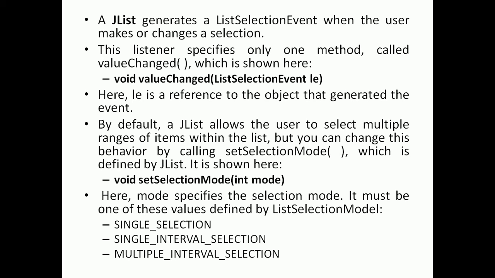By default, a JList allows the user to select multiple ranges of items within the list, but you can change this behavior by calling setSelectionMode, which is defined by JList. Here you need to specify the mode. The mode specifies the selection mode. It must be one of these values defined by ListSelectionModel: SINGLE_SELECTION, SINGLE_INTERVAL_SELECTION, MULTIPLE_INTERVAL_SELECTION. For this mode value, you can pass any of these three values.